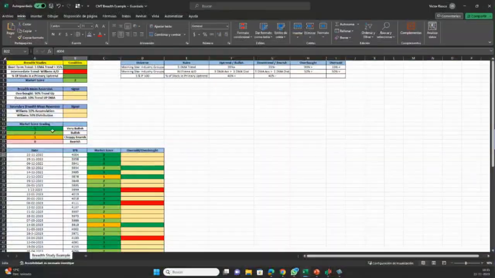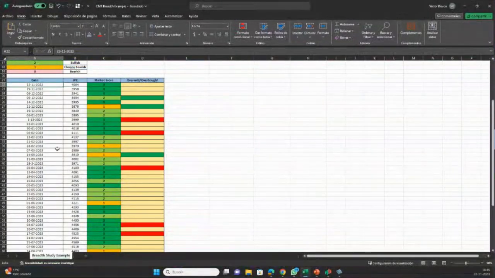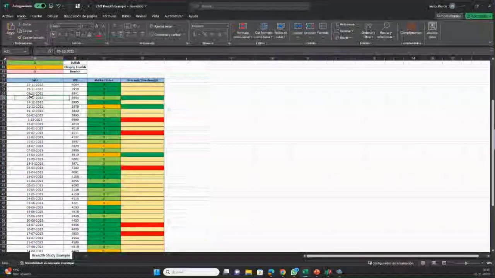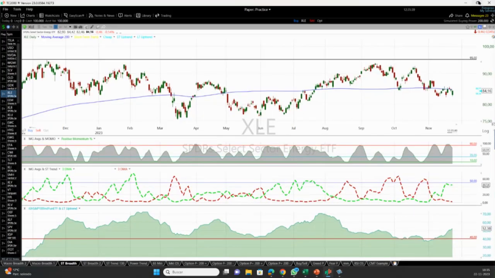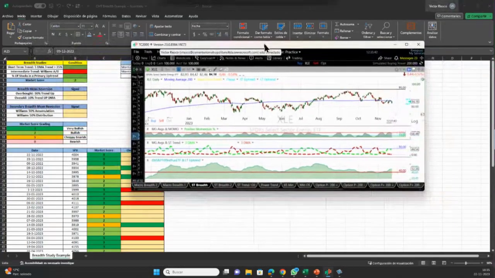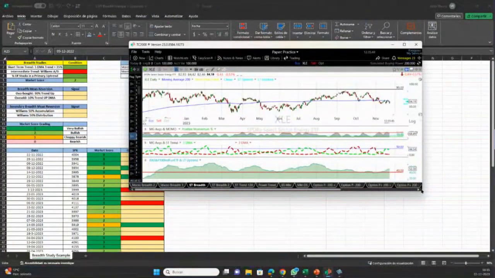So you get a market grading, and then you can get a track record of how the market is behaving, and your grades and what signals you're getting. Based on these examples that I'm showing you, we can see how this worked during the last year. Okay, let me expand this.